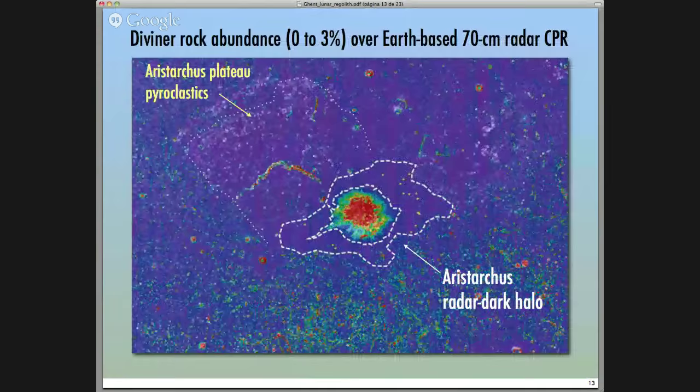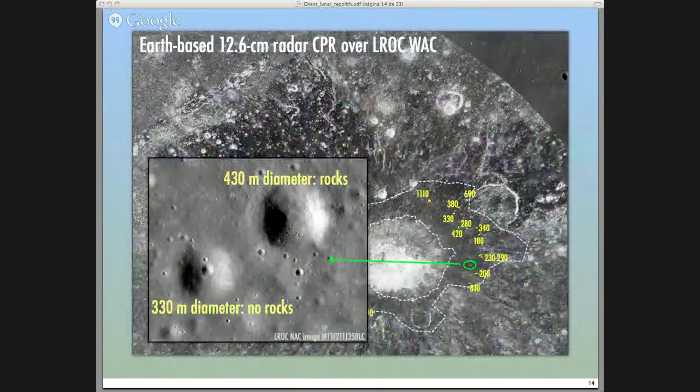So what you can do then is look at later impacts that occurred on top of those radar dark halos. And what you see is that below a certain size, the impacts that occur in the radar dark halos don't excavate rocks. An example of that is shown here. Here's a 430 meter diameter impact crater, and there are lots of rocks that crater excavated, which means it penetrated through this regolith deposit to the bedrock below. And then here's one right next door, roughly the same age, just a little bit smaller at 330 meters, and it didn't excavate any rocks.